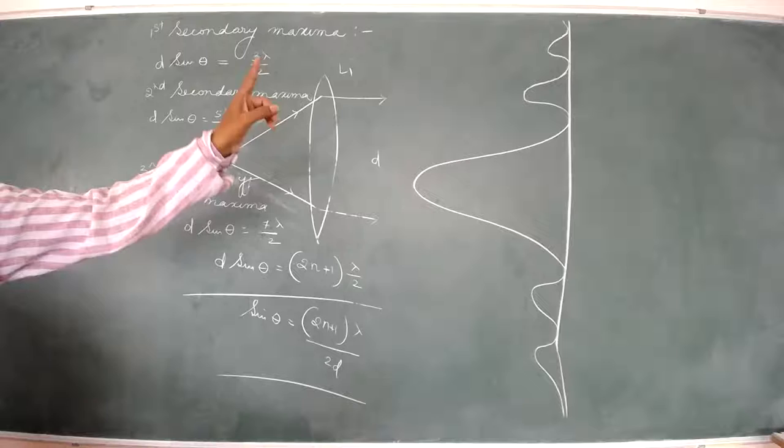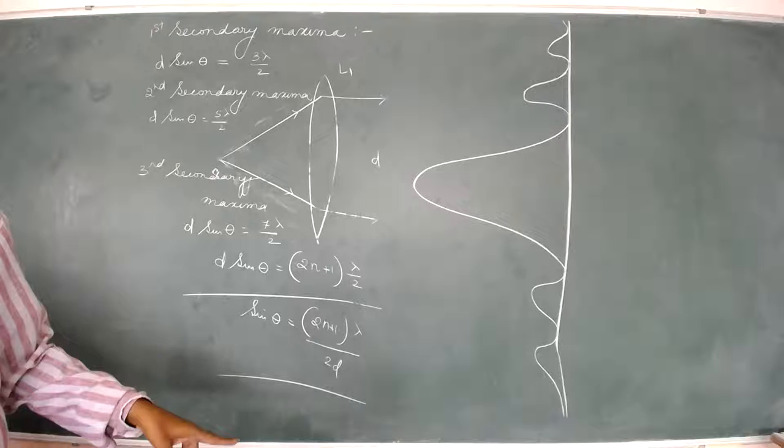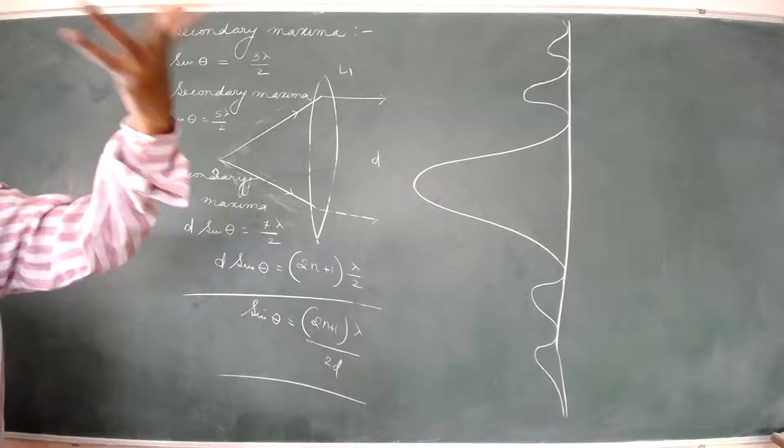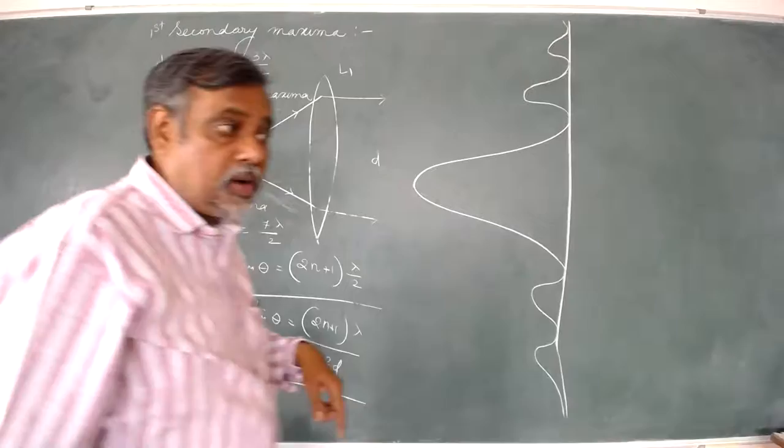So this is the diffraction phenomenon, this is the diffraction pattern. We will come across all these things, so you need to keep them in mind. While solving problems, ultimately you are going to use these formulae: n lambda, 2 lambda, 3 lambda. In the problem, they may ask what the condition is for the 10th secondary maxima, or the 5th secondary minima.